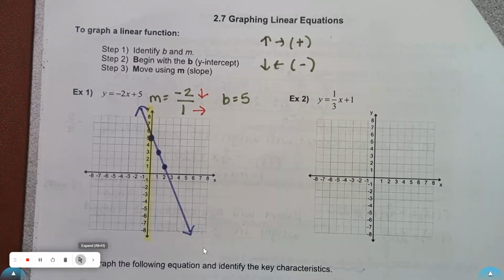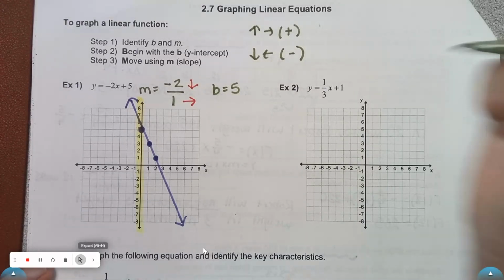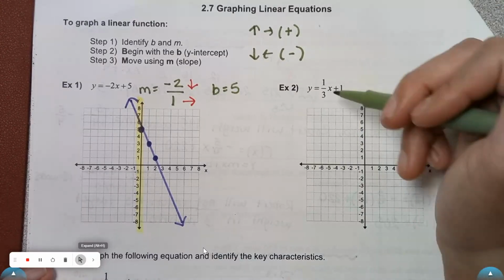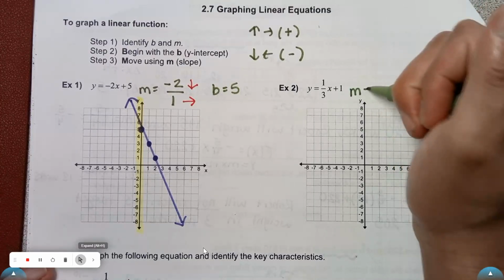Okay, we're going to do the same thing with example 2. So identify your B first. The B is your start, so my B is 1. If your M is not a fraction, you make it a fraction, but my M here is a fraction. So I'm going to write M is 1/3.